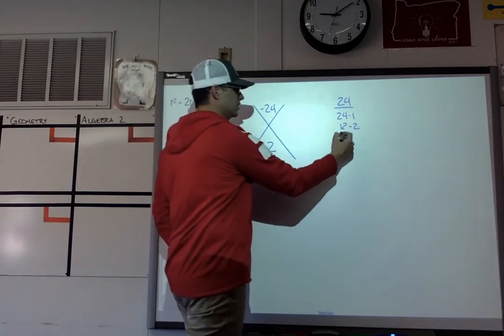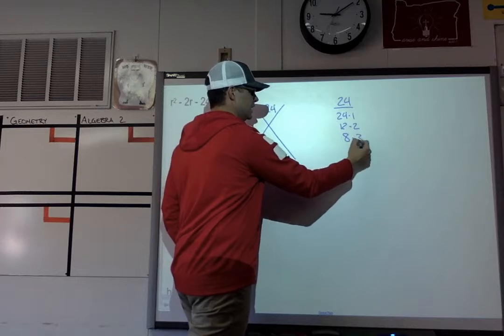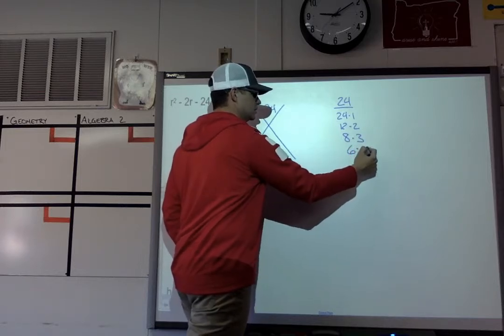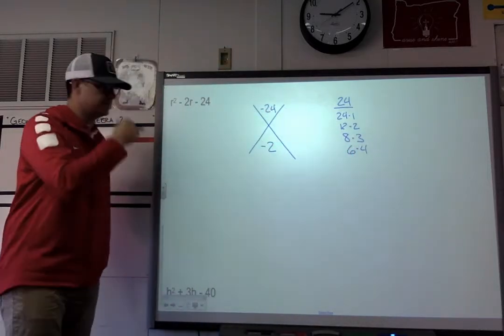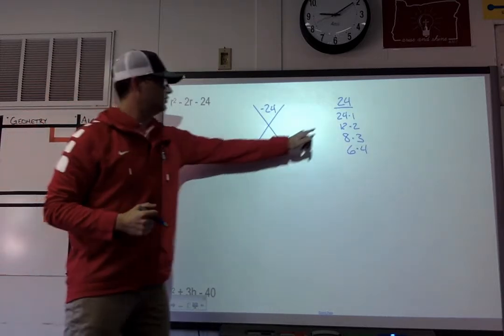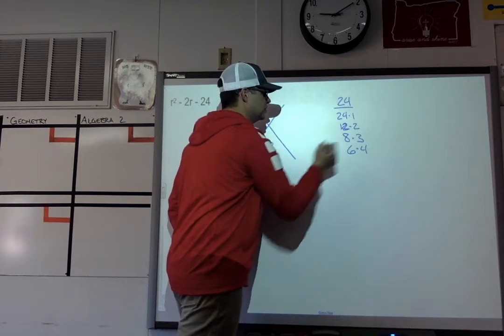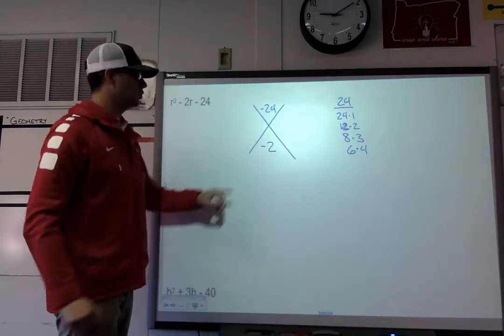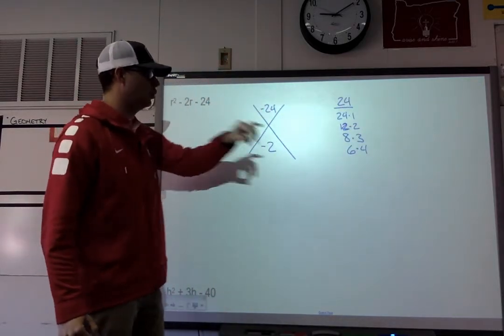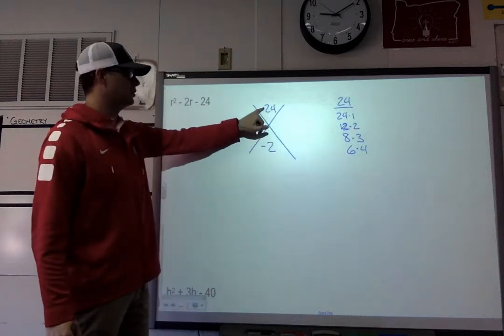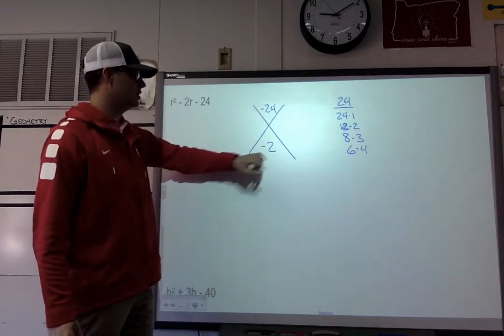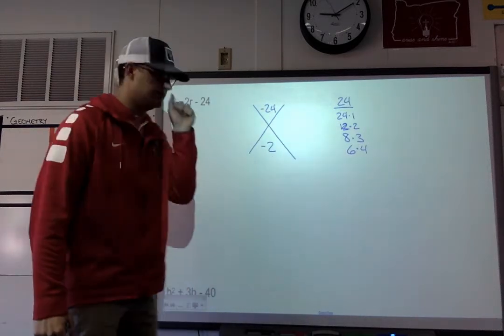You could do 8 times 3, 6 times 4. And so you've got all of those different possibilities of two numbers that multiply to 24. We have to see which of those, if we made one of them negative, will multiply to negative 24 and will add to negative 2.